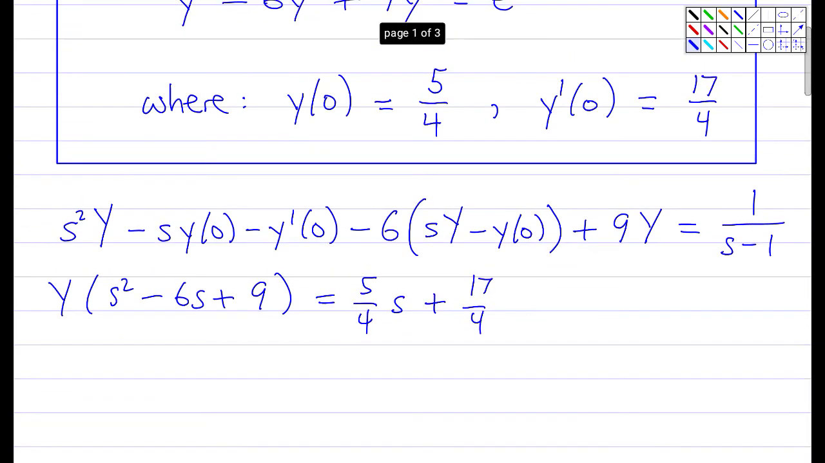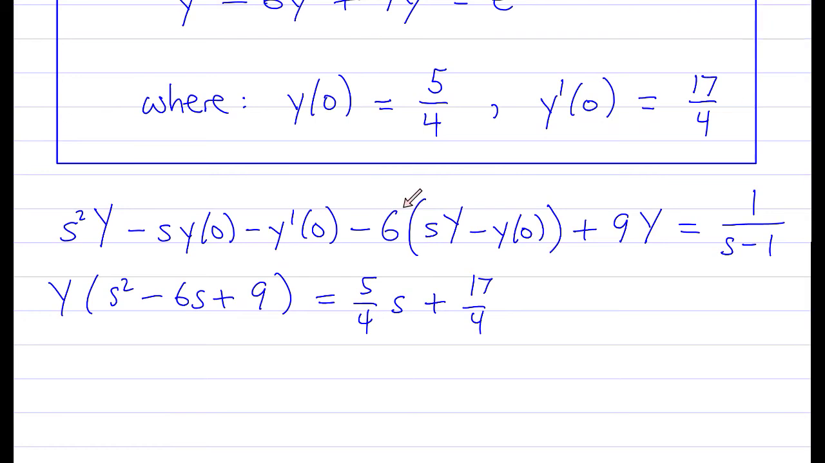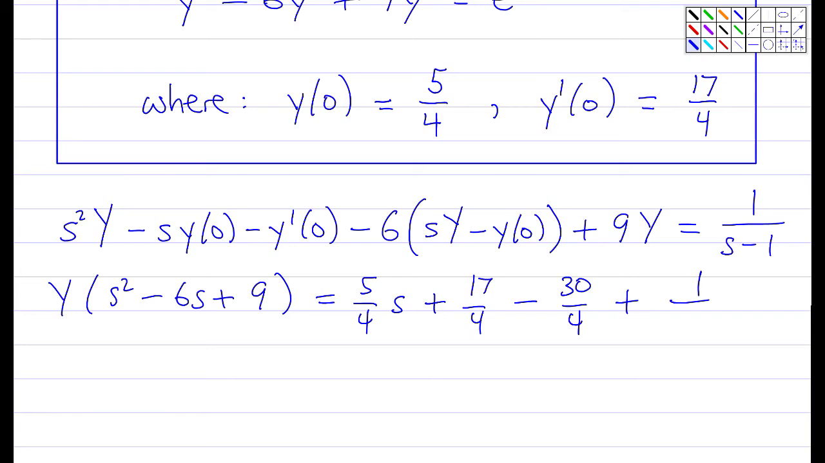Scroll down a little bit, that's y prime of 0. Minus 6 times minus y of 0, that's 6y of 0, but I'm moving it to the other side, so I get minus 6y of 0. That's minus 30/4, and I still have plus 1 over s minus 1.